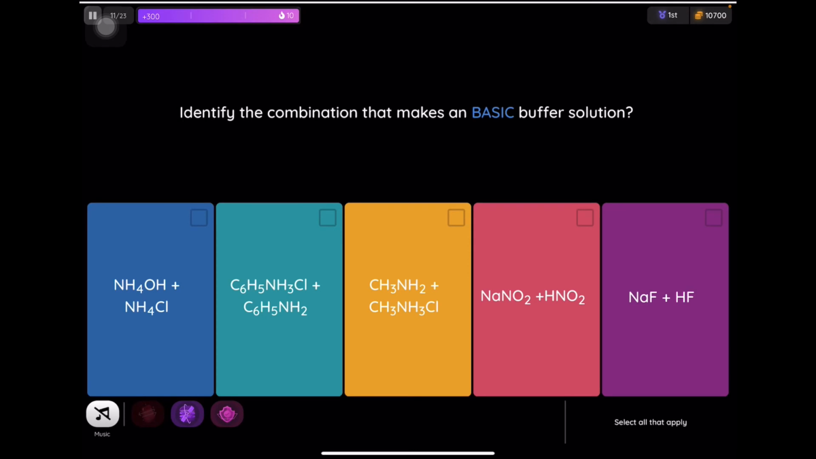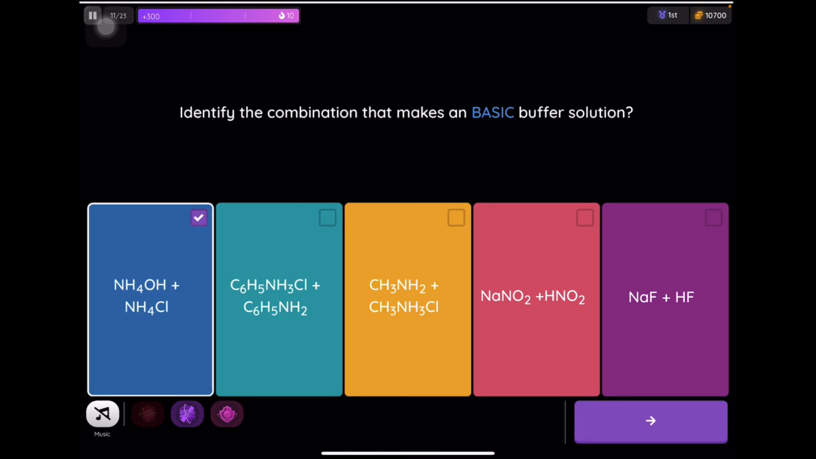Identify the combination that makes a basic buffer solution. So it must be a combination of a weak base and its conjugate acid. First option, yes. Second option, yes. Third option, yes. You should recall that ammonia and amine derivatives make weak bases.